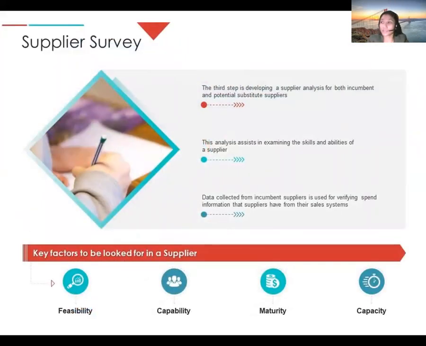And next, the supplier survey. The third step is developing a supplier analysis for both incumbent and potential substitute suppliers. This analysis assists in examining the skills and abilities of a supplier. The data collected from the suppliers is used for verifying spend information that suppliers have from their sales system. The key factors to be looked at for the suppliers are feasibility, capability, maturity, and capacity.